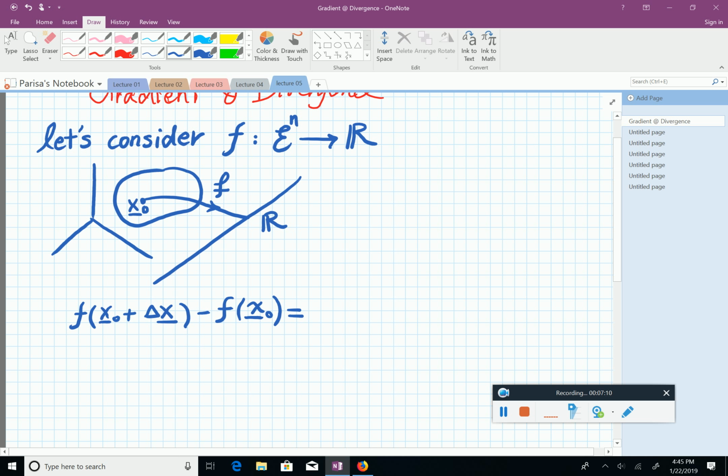So just like before, now I don't go through the lengths of explaining. We will have differential plus higher order terms.